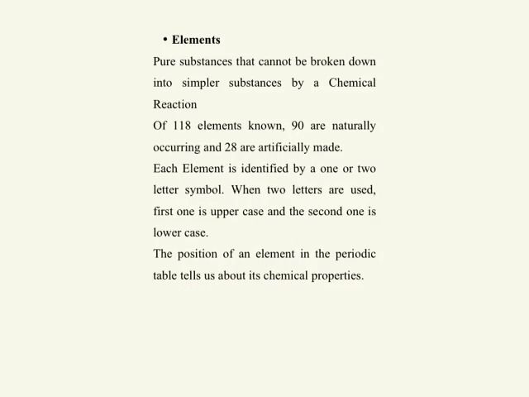How do you define elements? All pure substances that cannot be broken down into simpler substances by a chemical reaction are known as elements. Of 118 elements known, 90 are naturally occurring and 28 are artificially made. Each element is identified by one or two letter symbols.